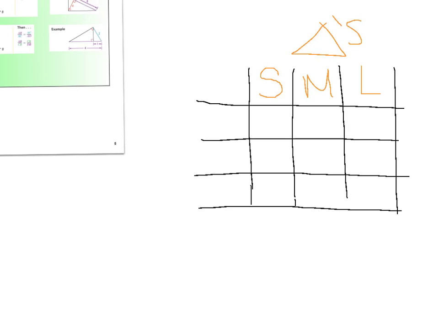Now, along the other side, we need to be talking about the side lengths. So here, we're going to have the hypotenuse. So I'm going to write HYP for hypotenuse. And then we have our big side and our tiny side. So for triangles, we have small, medium, large. And for sides, we have the hypotenuse, the big side, and the tiny side. And then we're going to start filling information into this grid when we're given an example. So I'll show you that next slide.